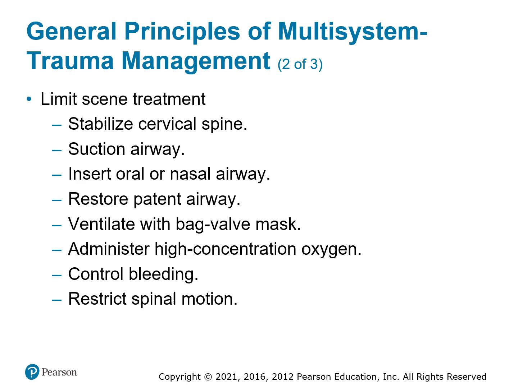So that being said, we need to limit scene treatment. So we get in and manage life threats. So the MARCH algorithm is the one that I prefer to use. Massive hemorrhage, airway, respiration, circulation, and head injury and hypothermia. So on top of that, we do need to stabilize the cervical spine when indicated. Be prepared to suction the airway, insert a basic airway like an OPA or NPA, ventilate with a BVM, administer oxygen, and then restrict spinal motion when indicated.